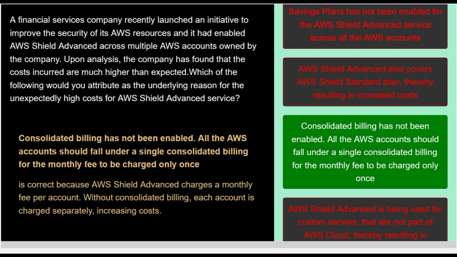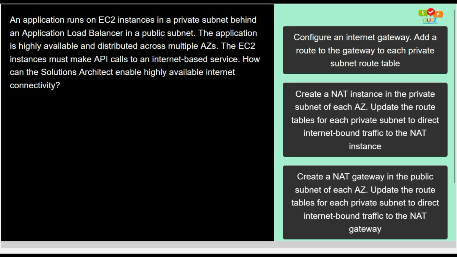Got it? Now let us move to our next question. An application runs on EC2 instances in a private subnet behind an application load balancer in a public subnet. The application is highly available and distributed across multiple AZs. The EC2 instances must make API calls to an internet-based service. How can the solutions architect enable highly available internet connectivity?